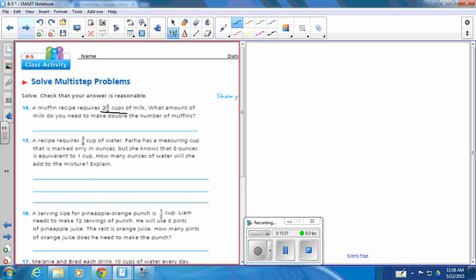Do we need to do any conversions with this one? It's just saying what is the amount of milk. Okay, so we could give the answer in cups. Okay. So one recipe needs 2 3/4 cups of milk. So how would we figure out if we wanted to double it? How could we figure that out? Amanda?